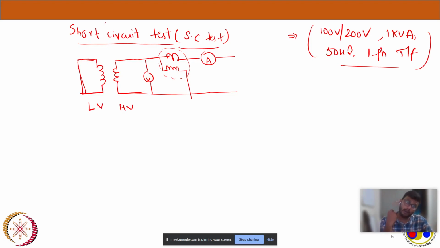We need to energize our high voltage side. But can you tell me how much voltage we have to give for the HV side? Can we give the rated high voltage, that is 200 volts, to the HV side to conduct the test? The answer is a big no. We should not give the rated voltage, that is 200 volts, to the HV side while conducting the short circuit. Can anyone tell me the reason why we shouldn't give 200 volts?